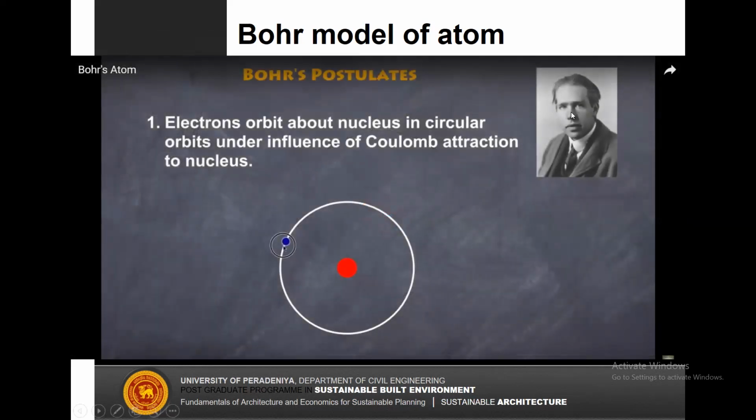So this is Niels Bohr's atom model. There are several postulates he used. One is that the electrons orbit around the proton in circles, like the planets go around the sun and the moon. So this is a postulation. It's not exactly true.